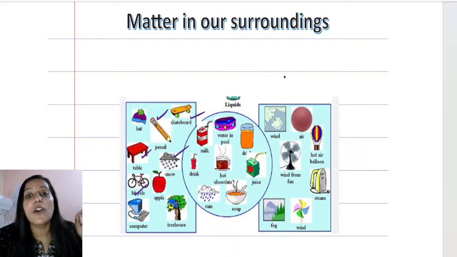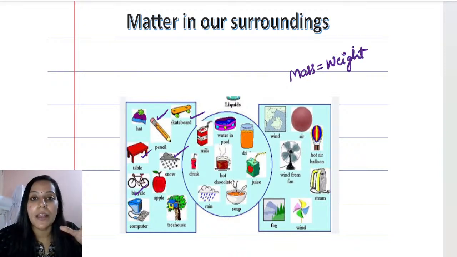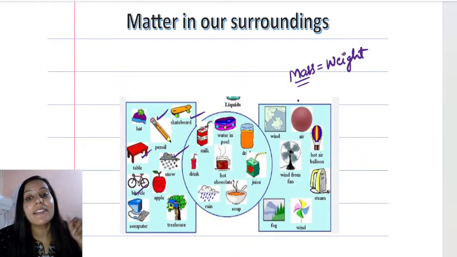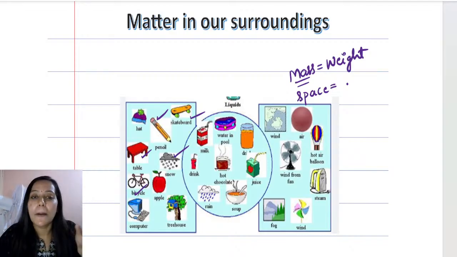What is the meaning of mass? The meaning of mass is nothing but weight. In chemistry, the meaning of mass is weight. So anything that is present in the universe has mass and occupies space. What is the meaning of space? Space is the place that is occupied by an object.